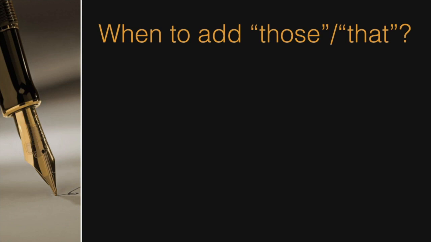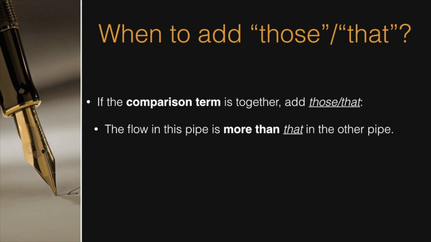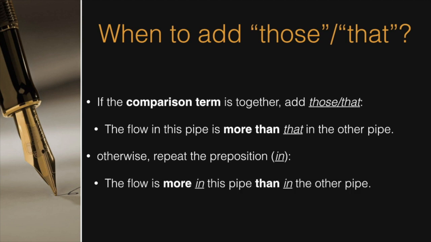Fortunately, the rule is really simple. If the comparison term is together, add those or that as appropriate. For example, the flow in this pipe is more than that in the other pipe. In this case, the comparison term is more than, and this term is written together. So we used that. Otherwise, if the comparison term is split, we simply repeat an appropriate preposition. So we write, the flow is more in this pipe than in the other pipe. In this case, the comparison term more than is split. So we repeat the preposition in.